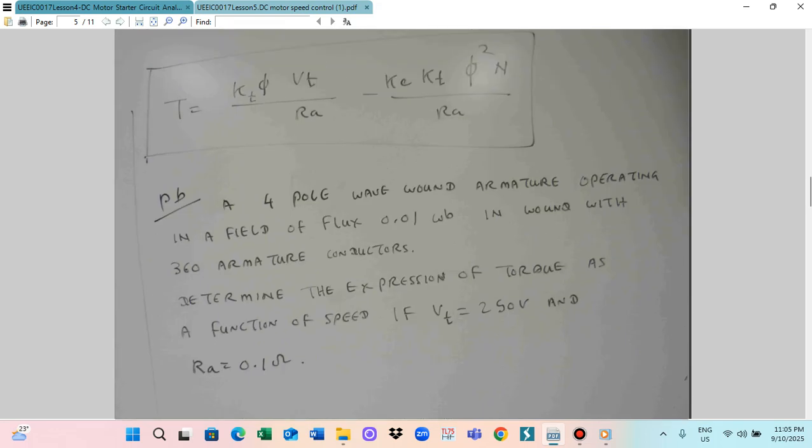Okay, this problem: a 4-pole wave-wound armature operates in a field flux of 0.01 weber with 360 armature conductors. Determine the expression of torque as a function of speed, with Vt 250 volts and Ra 0.01 ohm. So we have to write the torque as a function of the speed. Torque T is equal to KT phi Vt divided by Ra minus KE KT phi squared divided by Ra. It is the relation between the torque and the speed. The left hand side, T, depends on the speed, so torque is a function of speed. We have to write down this equation.